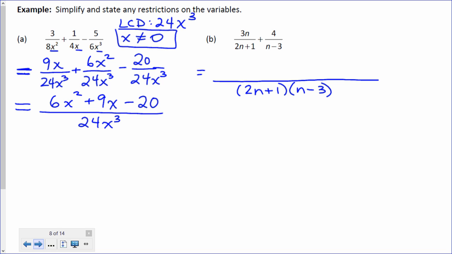Now, the first expression already has a 3n, so I'm going to write it. But I'm not done because I want the 3n to be adjusted so that it matches the denominator of 2n plus 1 times n minus 3. So what do you think I need to do to the 3n? Multiply by the piece that was missing, n minus 3. Everyone cool? What do you mean, the piece that was missing?